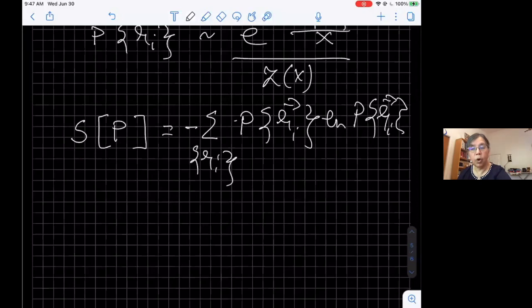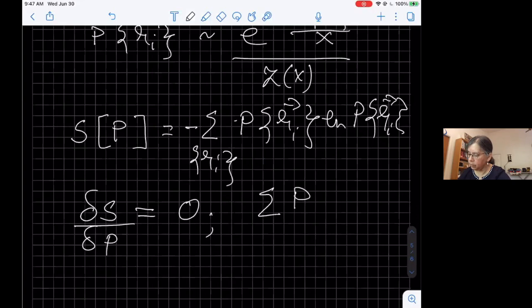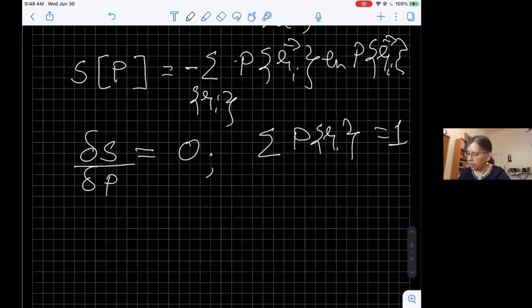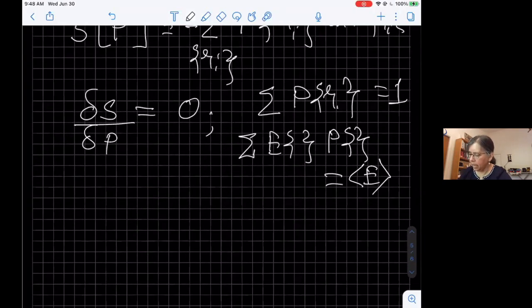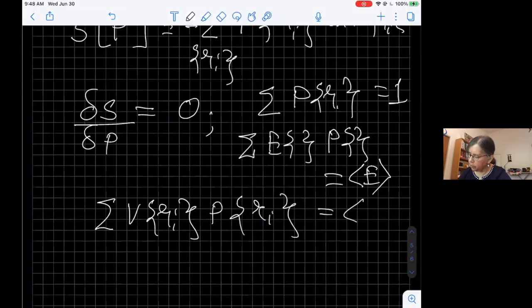And then normally the way I get the canonical distribution is to say I want to set this to zero, but subject to some constraints. One constraint that we always have to satisfy is that this is one. And then in a canonical ensemble, I say that there's some E for this configuration and a P for this configuration, and that average has to be fixed to some average energy. Here I'm going to do the same thing, but now V of Ri, P of Ri, and I'm going to fix it to some V.